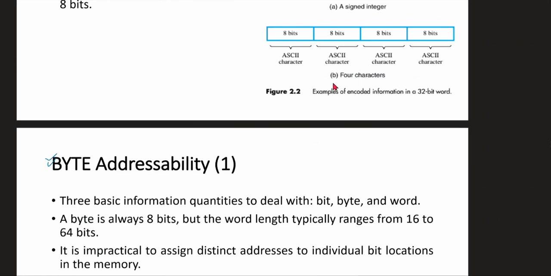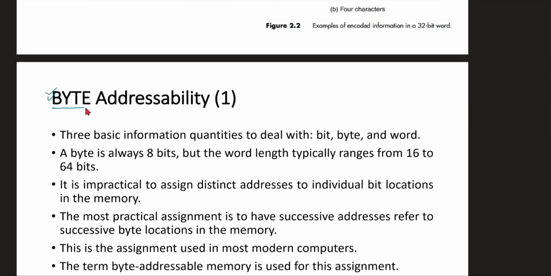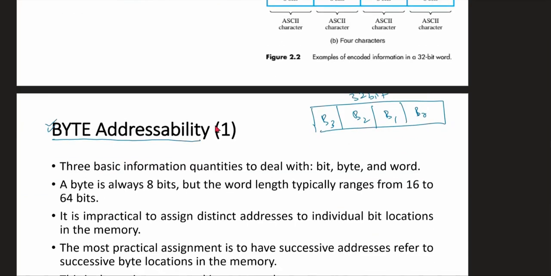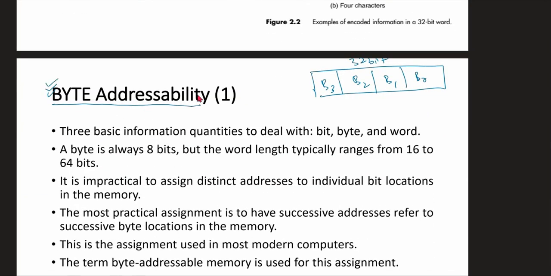Okay. So mostly the memories are considered to be byte addressable. In the sense, even if it is of 32 bit, it has 4 bytes. So we can say B0, B1, B2, B3. So each byte will have its own address. The address will be represented in terms of byte. Each bit will not be represented by an address. Okay, each bitwise address is not there. That's why mostly the memories are considered to be byte addressable. So byte addressable means each byte will have its own address.